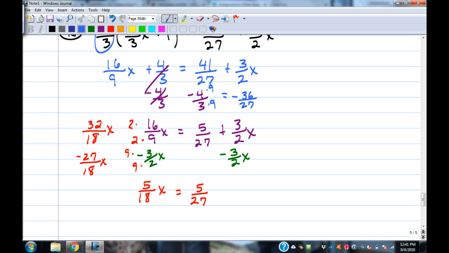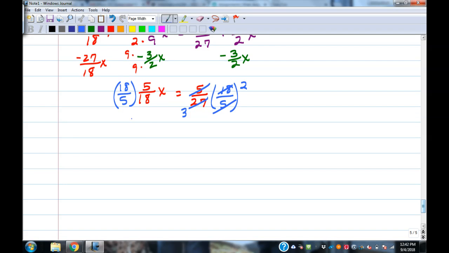What do I do to get x by itself? Times the reciprocal. Dividing by 5/18 is the same as multiplying by its reciprocal, which is 18 over 5. That works out real nice because the 5's cancel each other out. 18 is divisible by 9, and so is 27. So we end up with 2/3. x equals 2 divided by 3. 2/3.